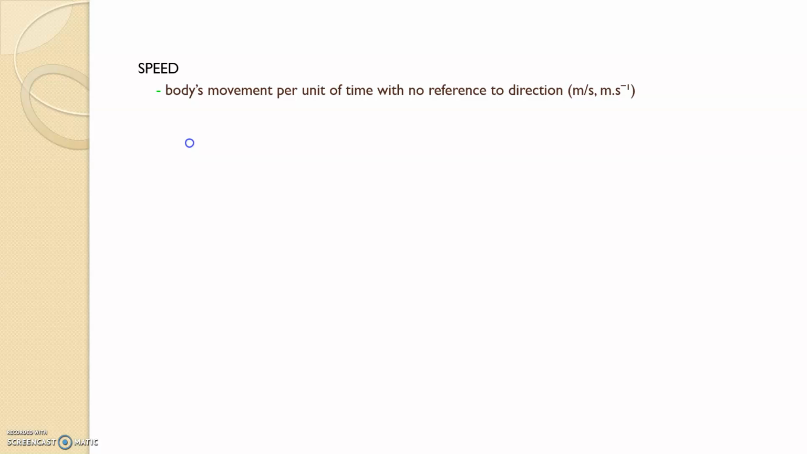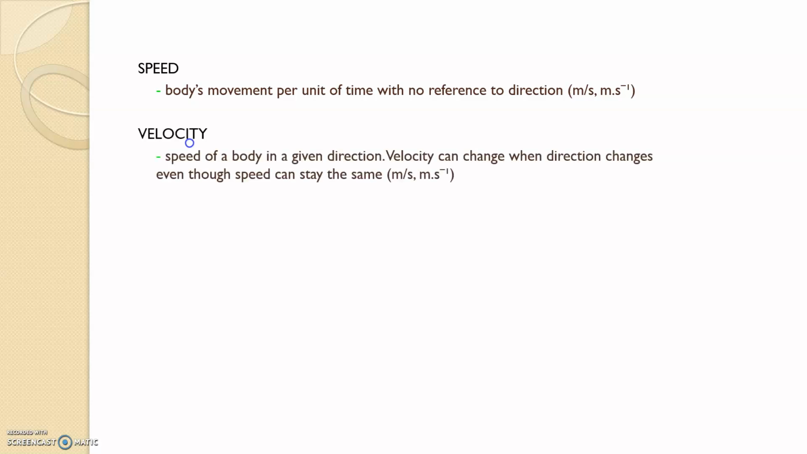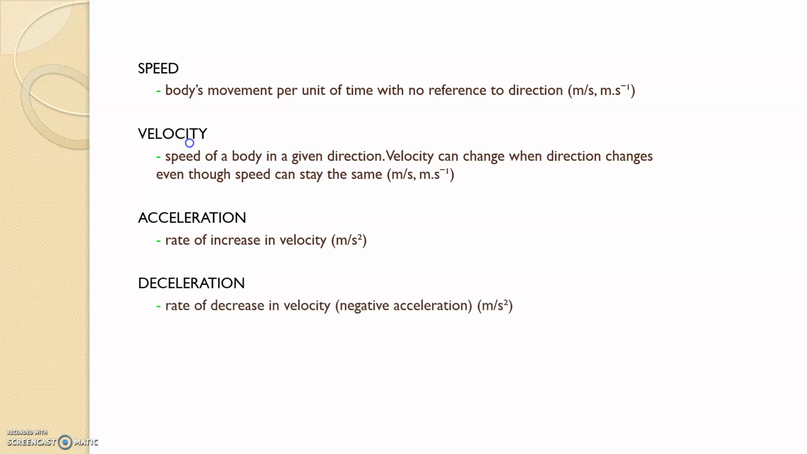Speed, this is the movement per unit of time with no reference to direction, so I'll come to that in a little second, but hence why it's meters per second. Velocity, this is the speed of a body with a direction, and likewise we give this in meters per second. Acceleration is the rate of increase of velocity in meters per second squared, and hence deceleration is the other aspect of it, negative acceleration, so you're slowing down.